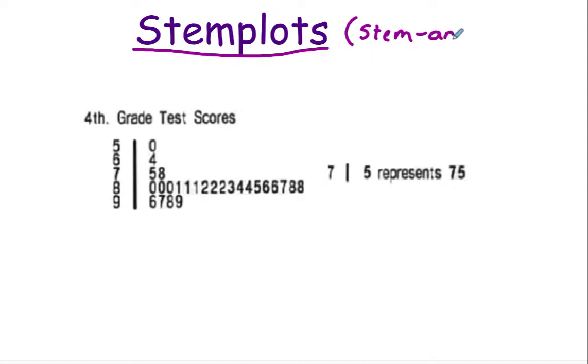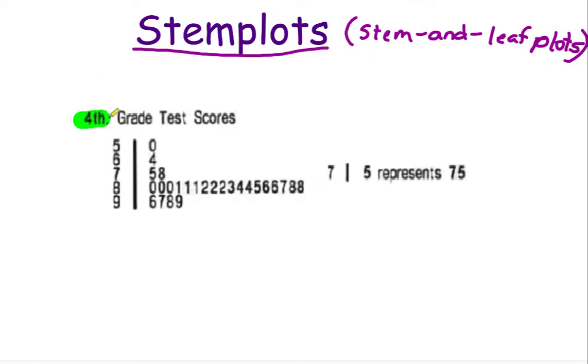The name stemplot comes because there is one stem with the largest place value digit to the left of the vertical line and one leaf to the right. This is also sometimes referred to as a stem and leaf plot. There are four main components of a stem plot.